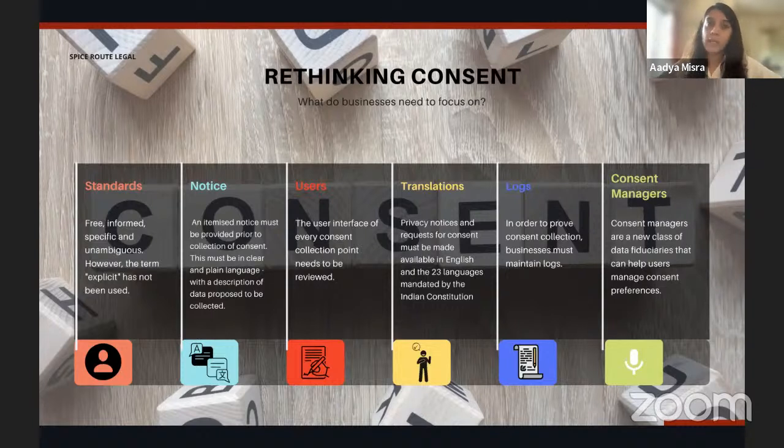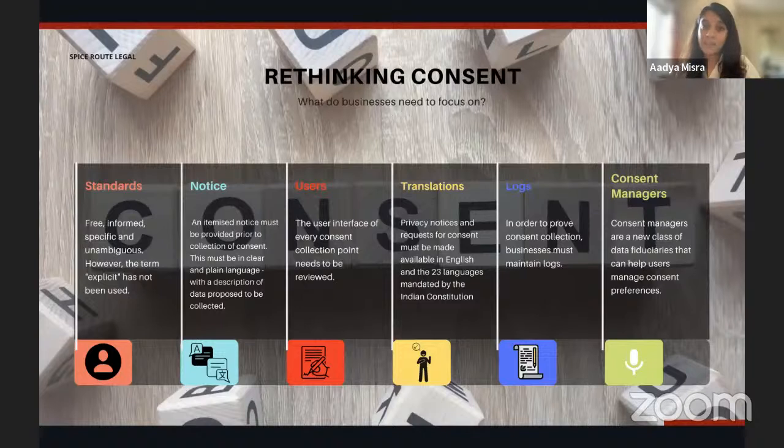So broadly, under this draft of the law, consent needs to be free, as in freely given. It must be a choice that you give individuals. It must be informed, and we'll come to how individuals must be informed, because that's a huge compliance challenge. It must be specific, and it must be an unambiguous indication of an individual's wishes. So while the law doesn't use the term explicit consent, for all intents and purposes, we are looking at explicit consent requirements when you are collecting personal data.